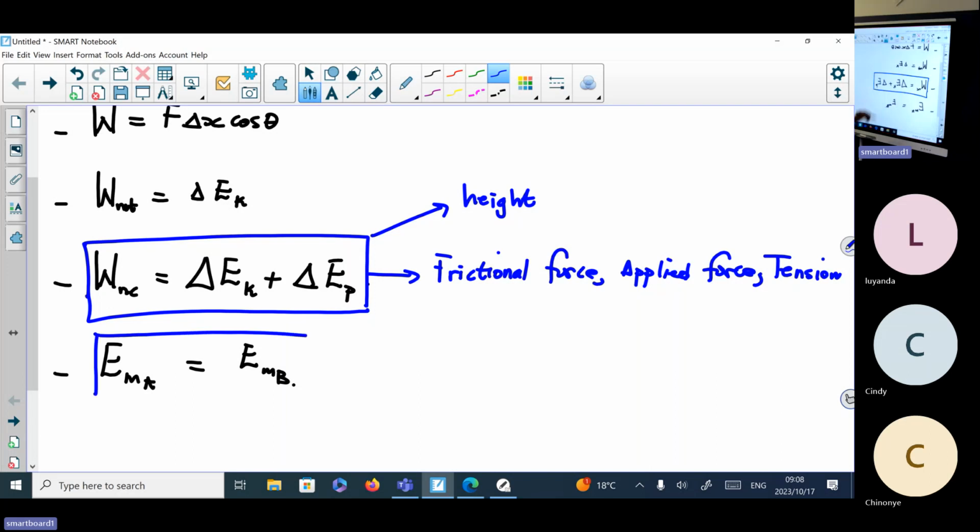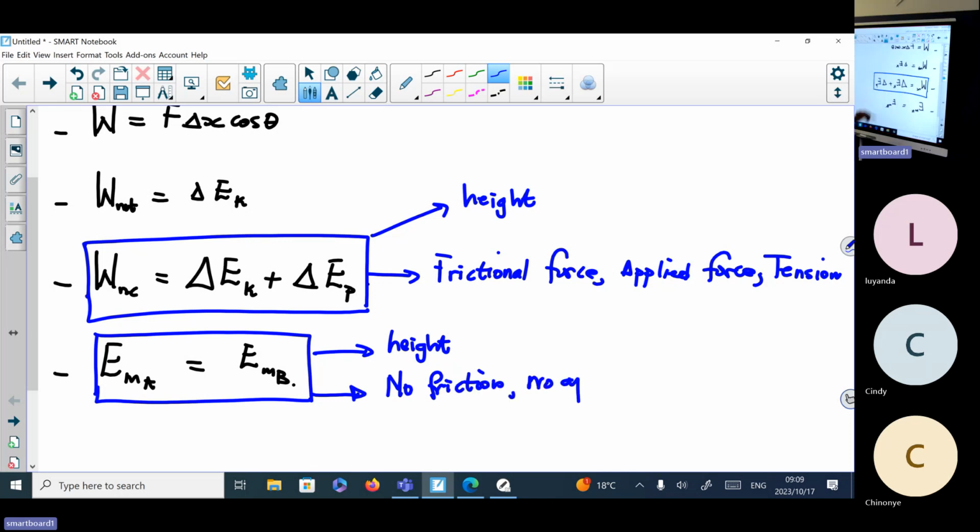Whereas this one, again, with the conservation of mechanical energy, you still need to have the height. There has to be a difference in height. And then secondly, as opposed to that one, here there must be no frictional force. There must be no applied force. And there must be no tension. There mustn't be anything that can be pulling this object, and there must be nothing that is slowing down this object.